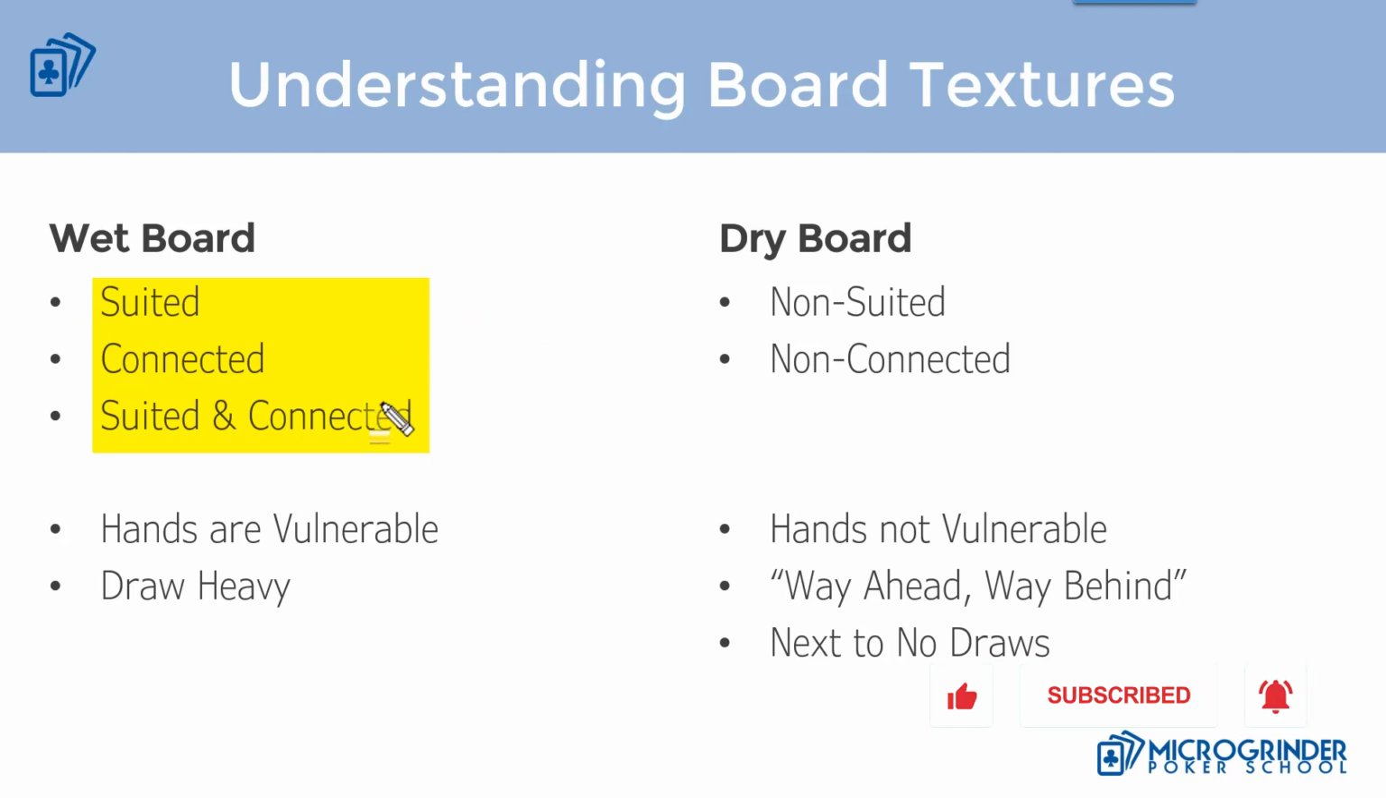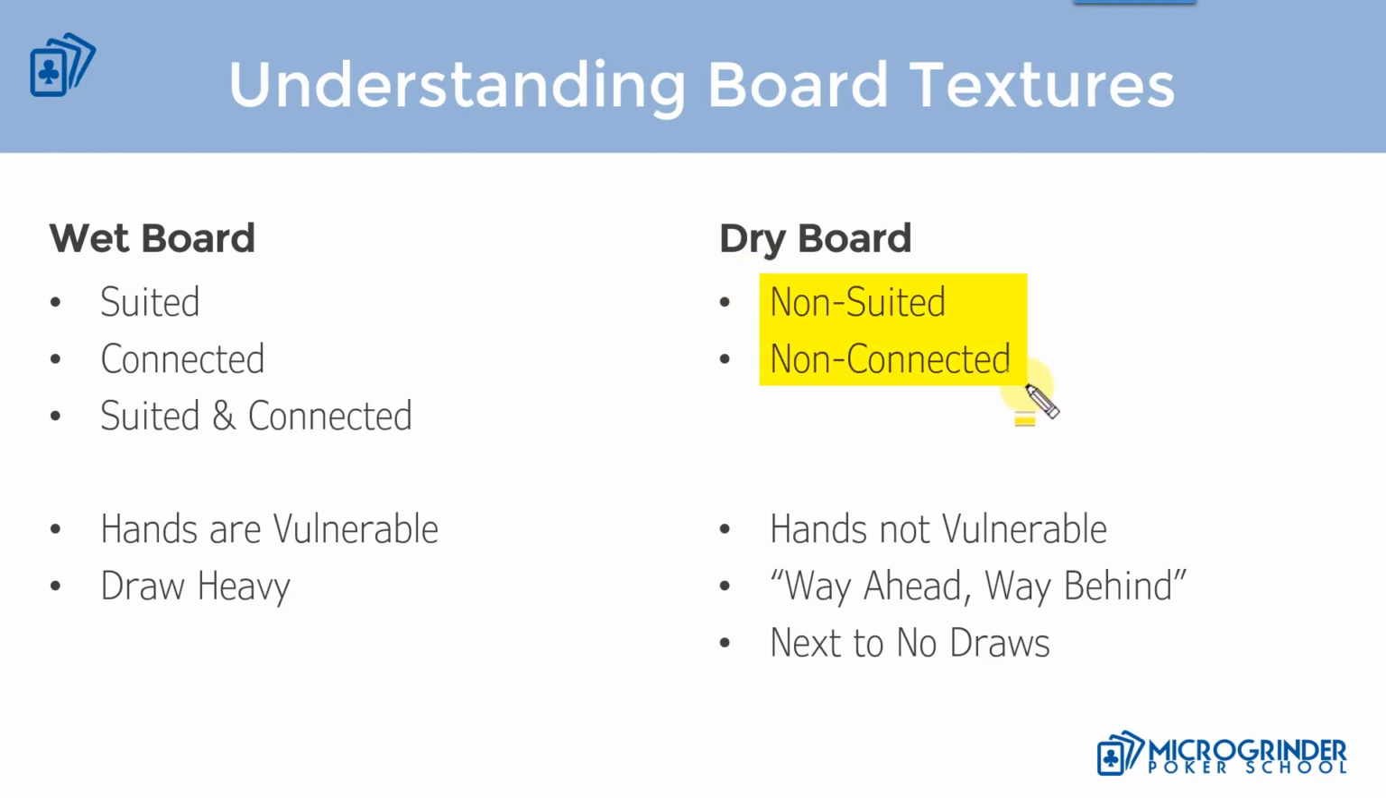So a wet board texture is going to make it so our value hands are going to be vulnerable to a lot of draws because, well, they're draw heavy, especially a suited and connected flop. On the flip side, a dry board is going to be the exact opposite. It's going to be non-suited, it's going to be non-connected, and value hands typically are not going to be vulnerable to draws because, well, there are typically next to no draws, and that's why we call a dry board texture typically a way ahead or way behind situation, where either you're way ahead of your opponent's range or you're way behind, and the odds of you catching up are really next to none. So let's go ahead and take a look at some example hands.